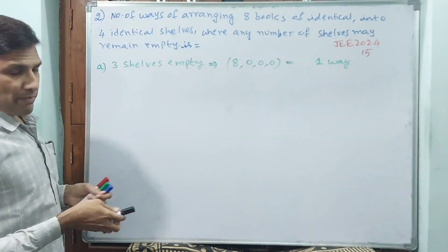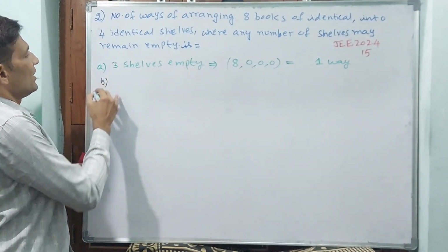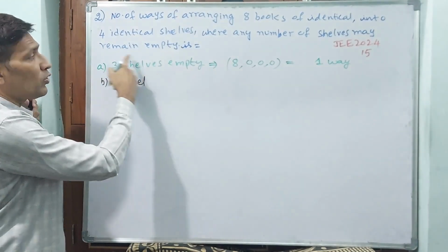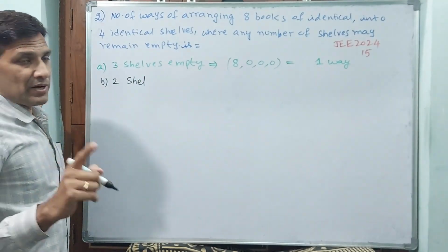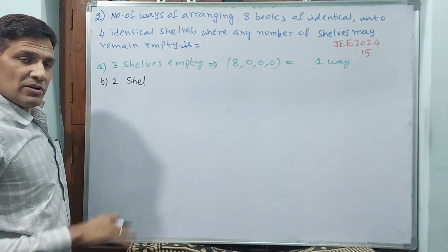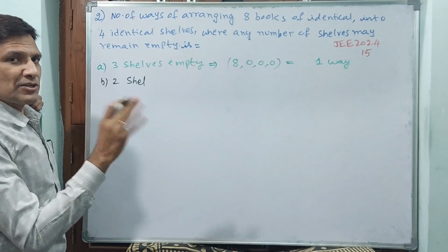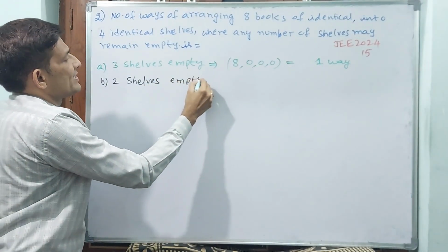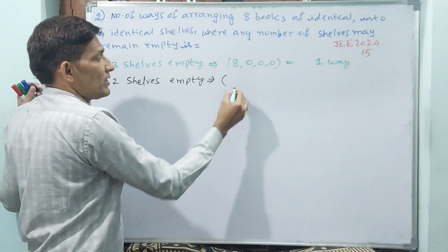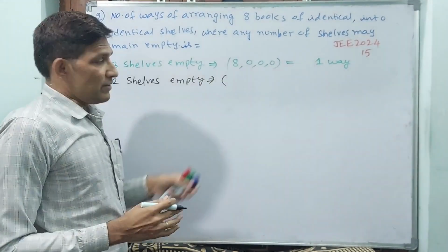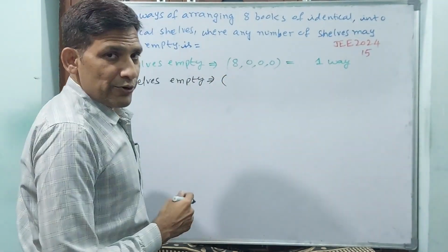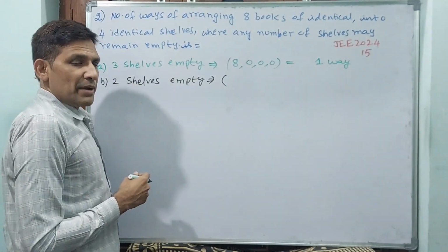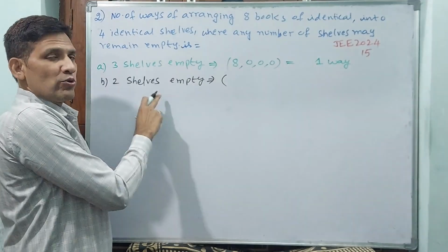Now go for option B. In option B, I can make 2 shelves empty. See, I already told 4 shelves empty we cannot make. Why? Because at least you have to keep books in 1 shelf. Okay, see how I am doing. See, 8 cannot come here. If 8 comes, the remaining 3 shelves are going to become empty. That is why only 2 shelves you have to keep empty.